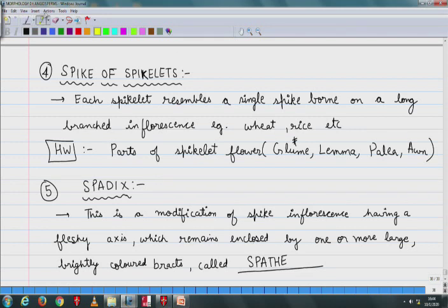Now I'm marking it separately. What is spathe? You have got this question numerous multiple times. It's a bract. Now everybody has eaten maize. Okay, maize cob everybody has eaten. On that maize you have some green colored, yellow colored structures outside. Those are spathe.